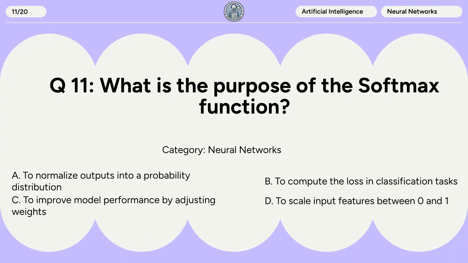Question 11. What is the purpose of the softmax function? A. To normalize outputs into a probability distribution. B. To compute the loss in classification tasks. C. To improve model performance by adjusting weights. D. To scale input features between 0 and 1.